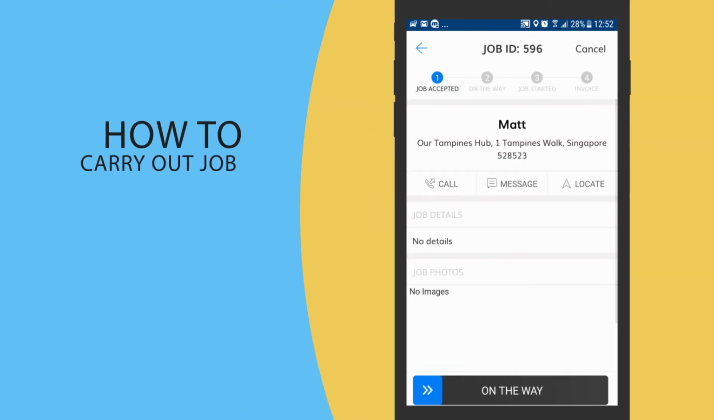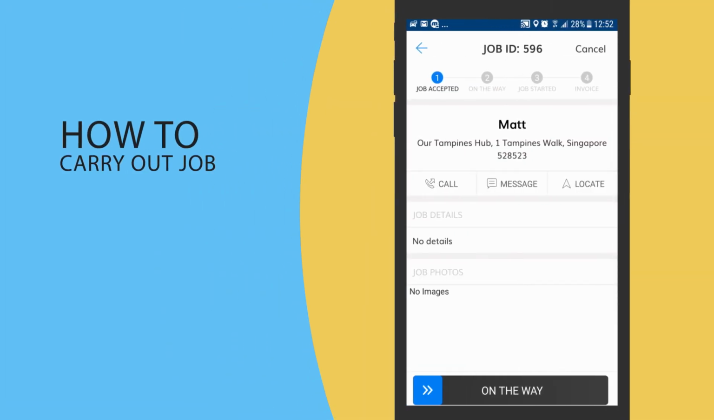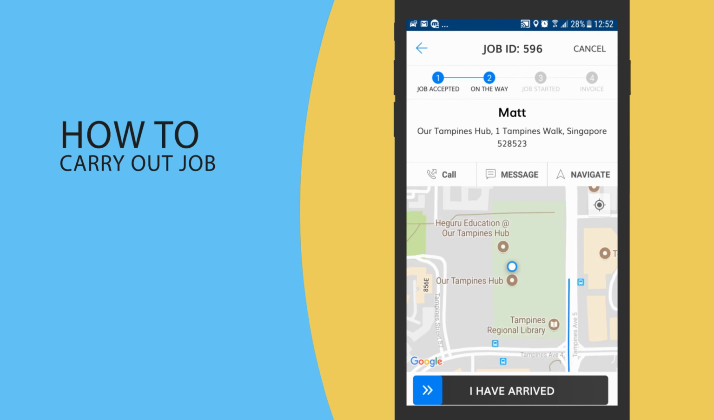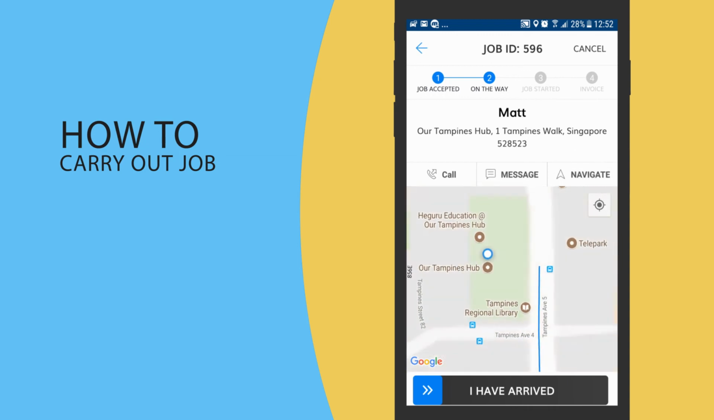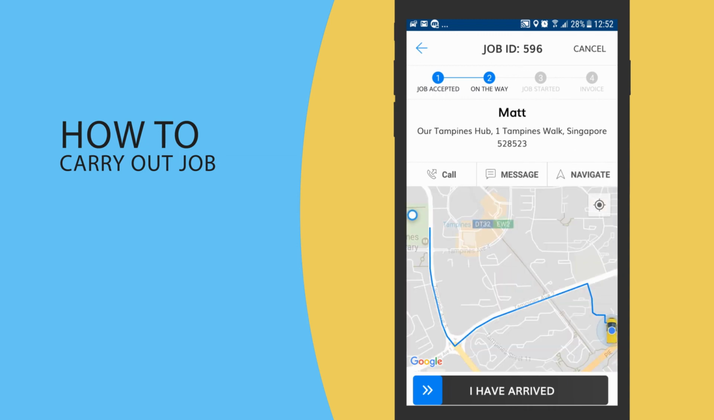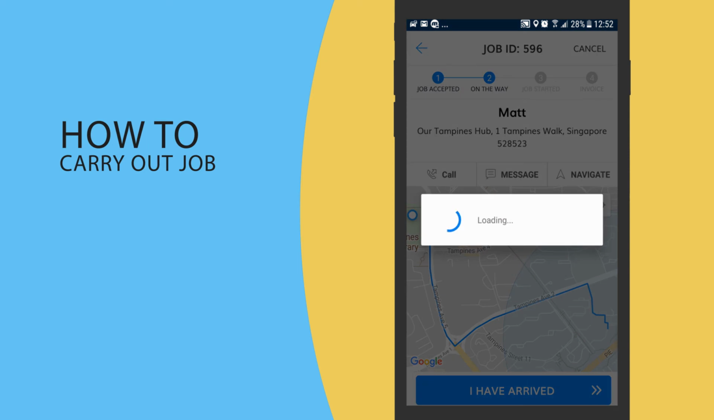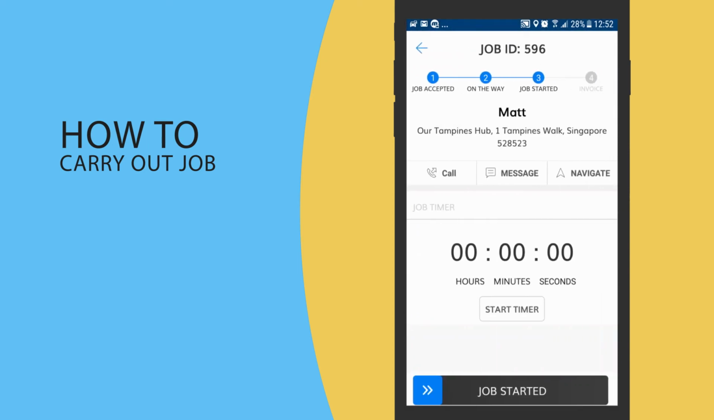When you are ready to make your way to the job location, swipe right on the bottom to indicate to the customer that you are on your way. You can choose to navigate if you are unsure of the way to the job location. Once you have reached the job location, swipe right again on the bottom to inform the customer that you have reached their location.